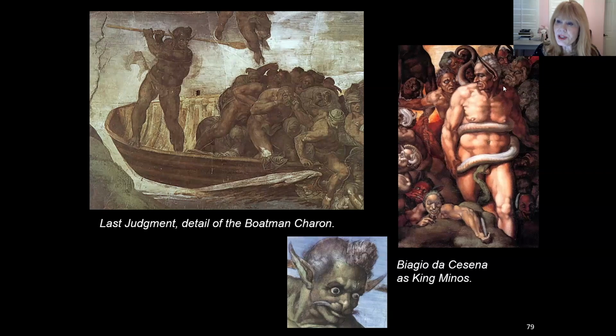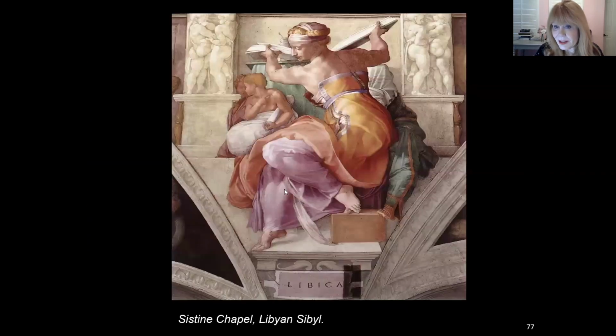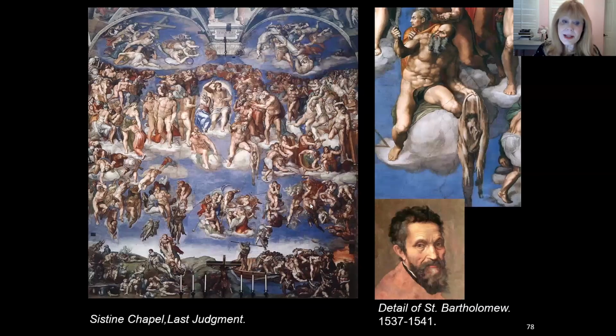And then over here is King Minos. But King Minos has the face of the Pope's master of ceremony. His name was Biagio da Cesena. And Biagio da Cesena complained to the Pope of all of the nudity that was in the Last Judgment. Now, sections have been covered over.